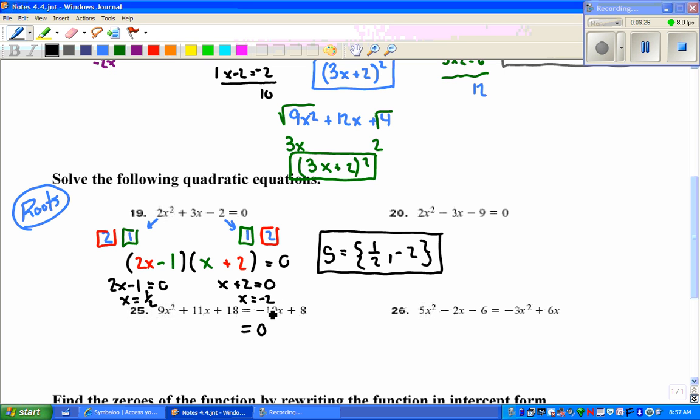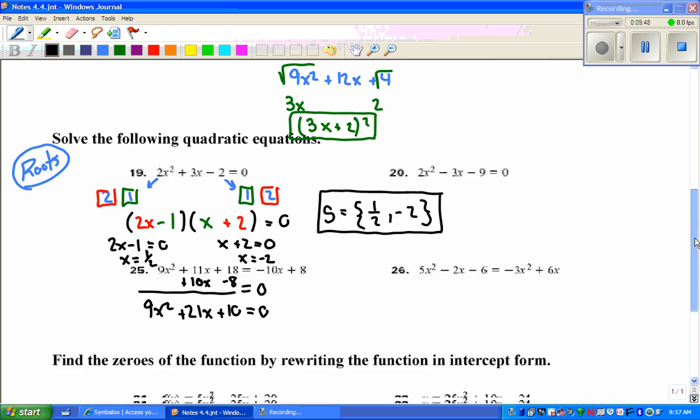Okay? So for this one, what you're going to do is move your 10x this way. You're going to add 10x here. You're also going to take this, and you're going to subtract 8. So when you do that, you're going to be left with 9x squared plus 21x plus 10 is equal to 0. And then you go ahead and factor as we did up here in number 19.